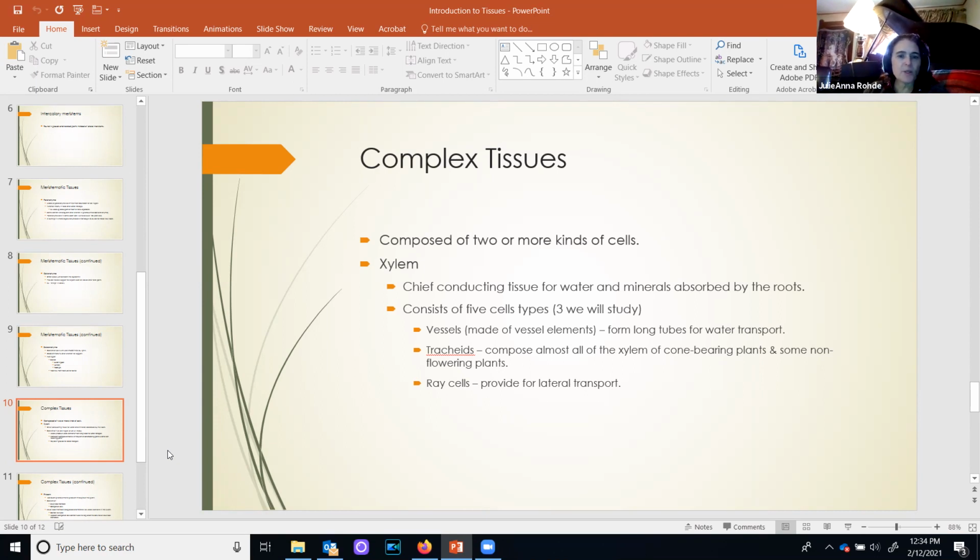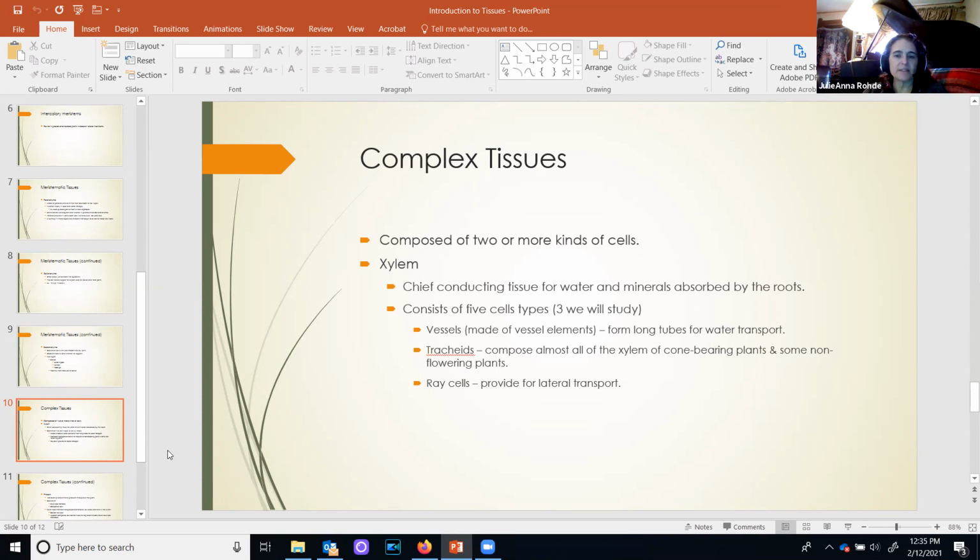So, complex tissues: these are composed of two or more kinds of cells. Xylem is a really big tissue, of course, in a plant. So there's our xylem and our phloem. The xylem is the chief conducting tissue for water and minerals that are absorbed by the roots. Basically, everything is taken in at the roots and then brought up through the plant to where it's needed. We have 5 cell types in xylem, and I'm only going to have you study 3 of them. I want you to know about vessels, tracheids, and ray cells.